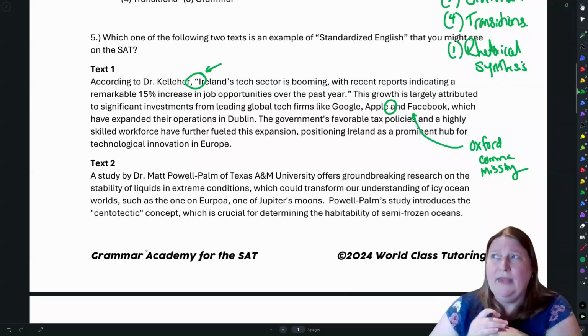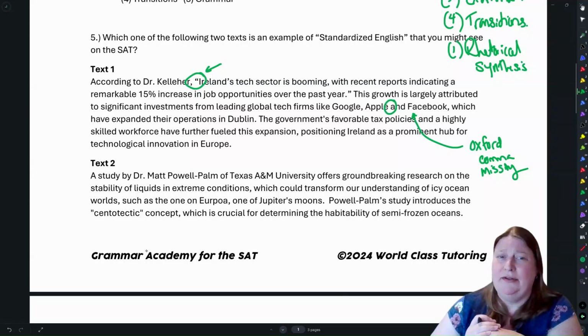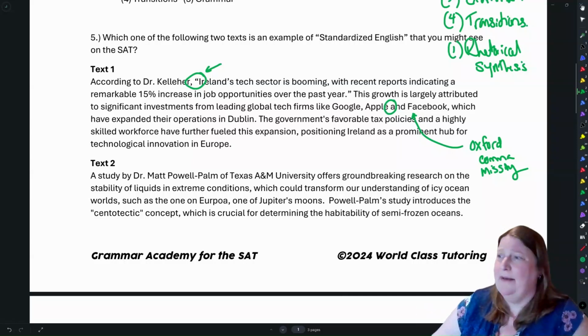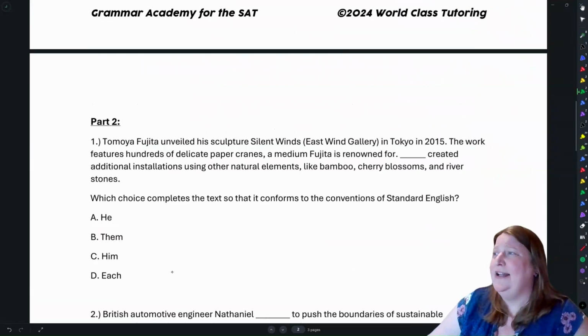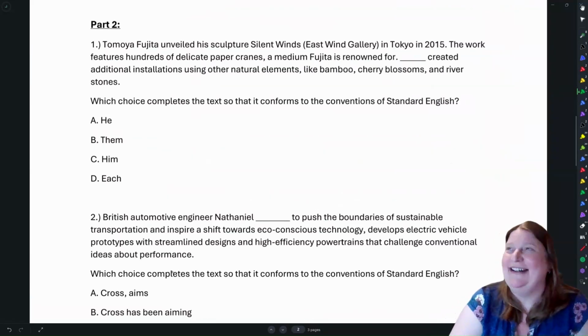And on the SAT, you're not going to see questions about quotations where that's like the heart of the question, right? But when you do see a quotation on the SAT, do not expect to see a comma with it. All right, let's move on to the actual practice questions here.